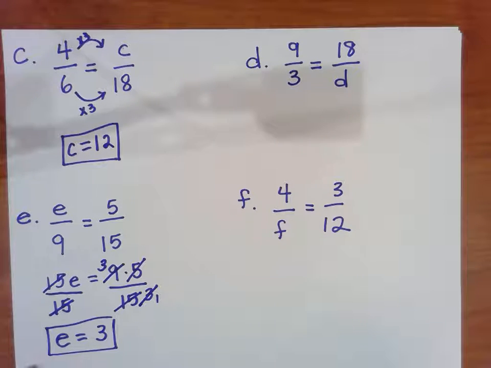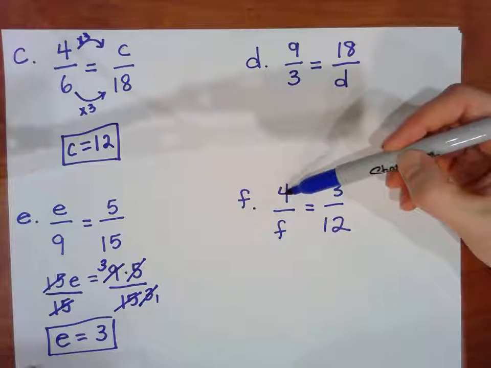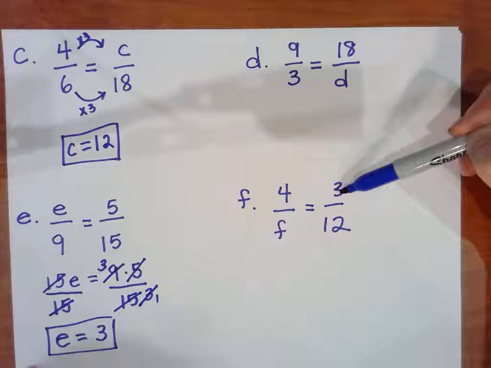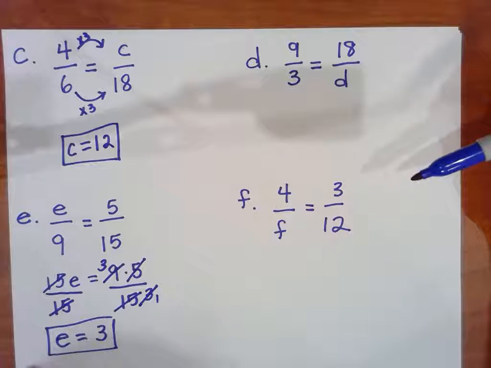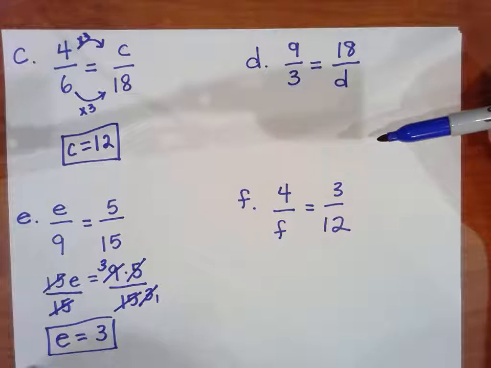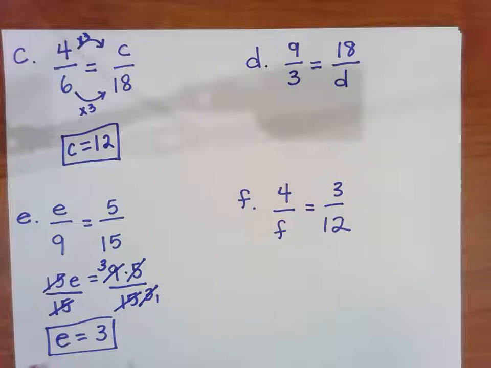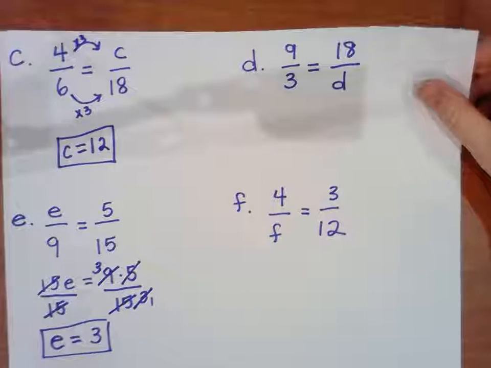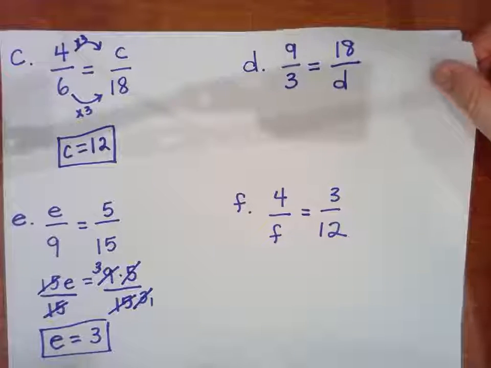And then F, hopefully you can see the numerators that I know. Can I easily multiply 4 by something to get 3, or 3 by something to get 4? No. There are no integers that are going to work. So again, for F, you're going to want to use the cross product to solve for F. And again, I'll let you do those on your whiteboard and check that you are good at doing those.